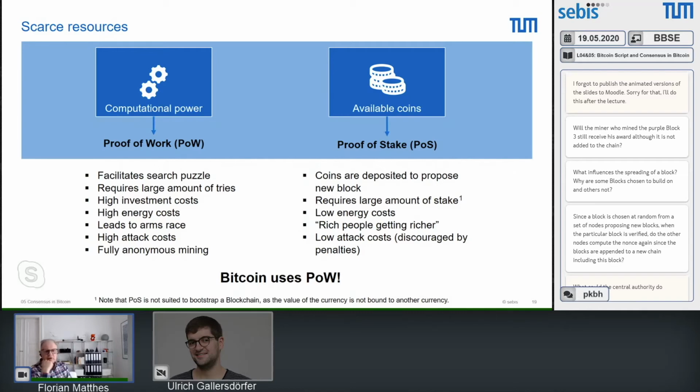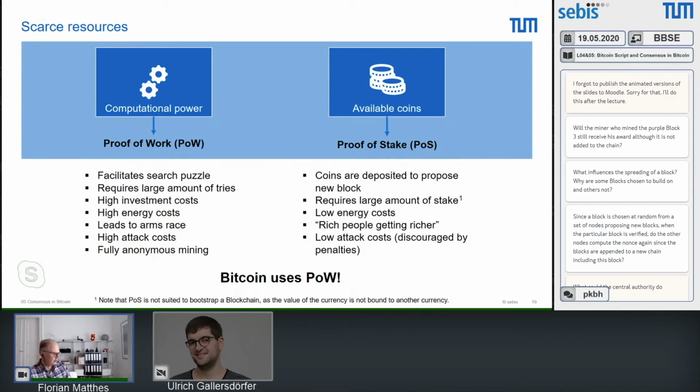So the idea is as follows: if you want to propose a new block, you say, okay, this is my new block. You also at the same time put money on the table. And if somebody later on can verify that this block was illegal, this other person can take my money, which I put on the table. For example, I put 1,000 euro on the table, and I say, believe me, this is the right block, and if you can prove it is not the right block, you get my 1,000 euro. So that's the idea of proof of stake.